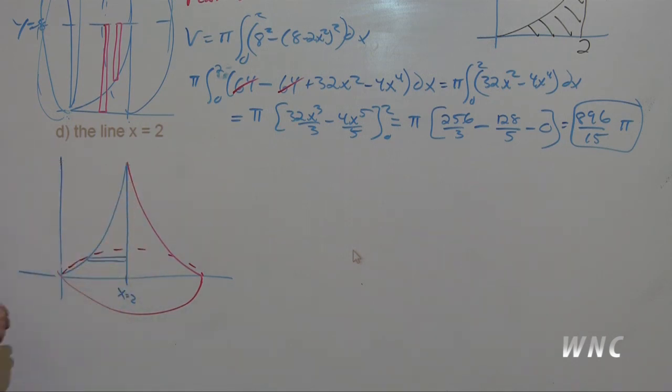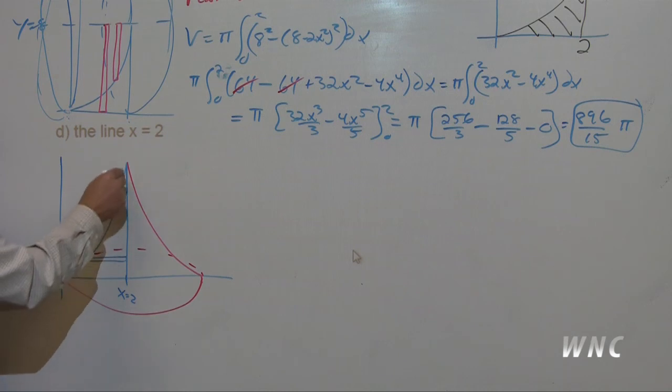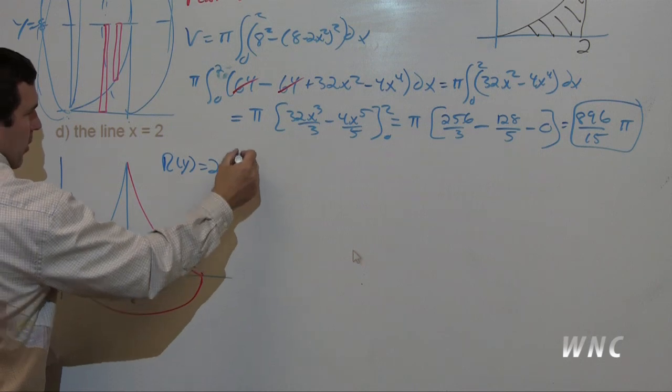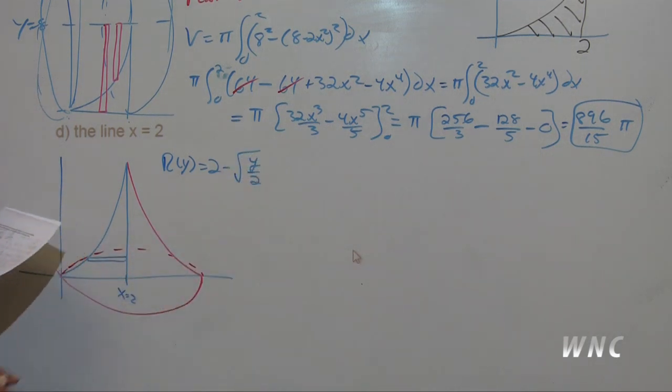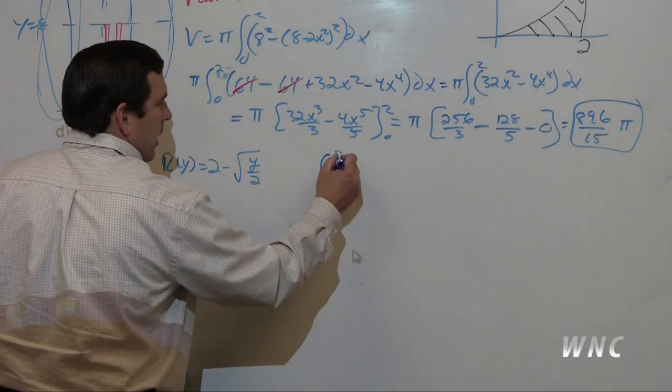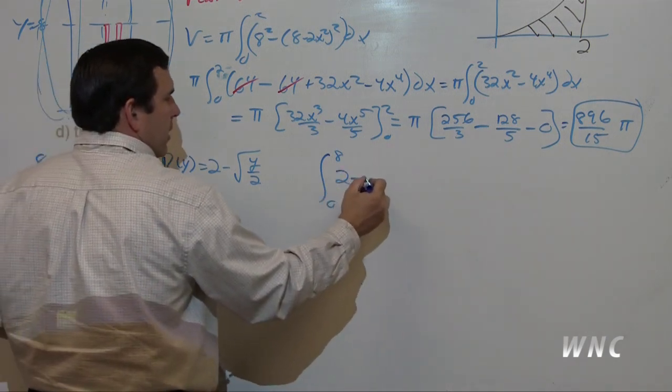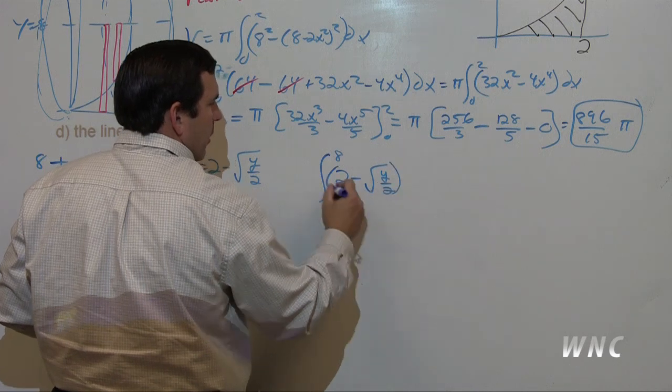So if I said it was going to be the square root, and I forgot what we had there before, the square root of, what do I have over there? Y over 2. Well, that's not going to quite be right because whenever here y is 0, it should be a 0, but it denotes the whole thing. This is actually 2 minus the square root of y over 2. So we have the integral from 0 to 8 of 2 minus the square root of y over 2 squared dy.